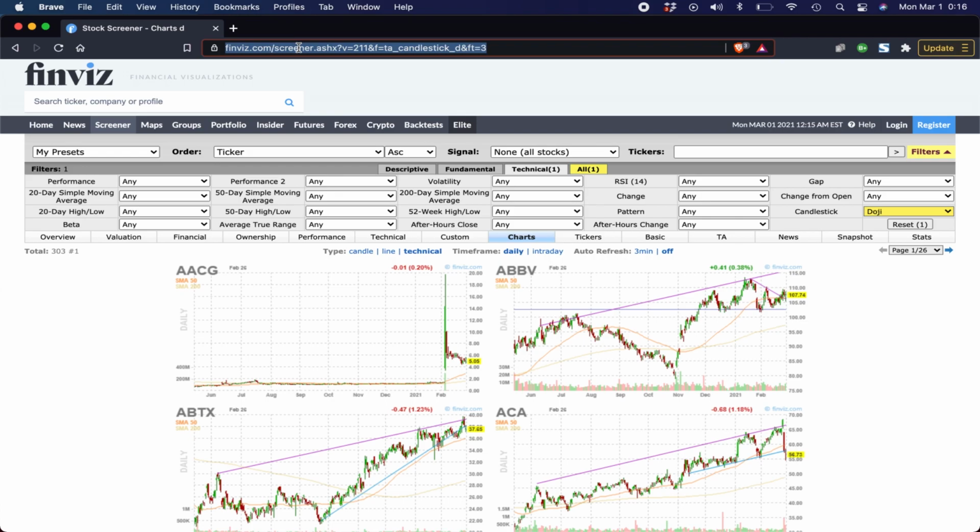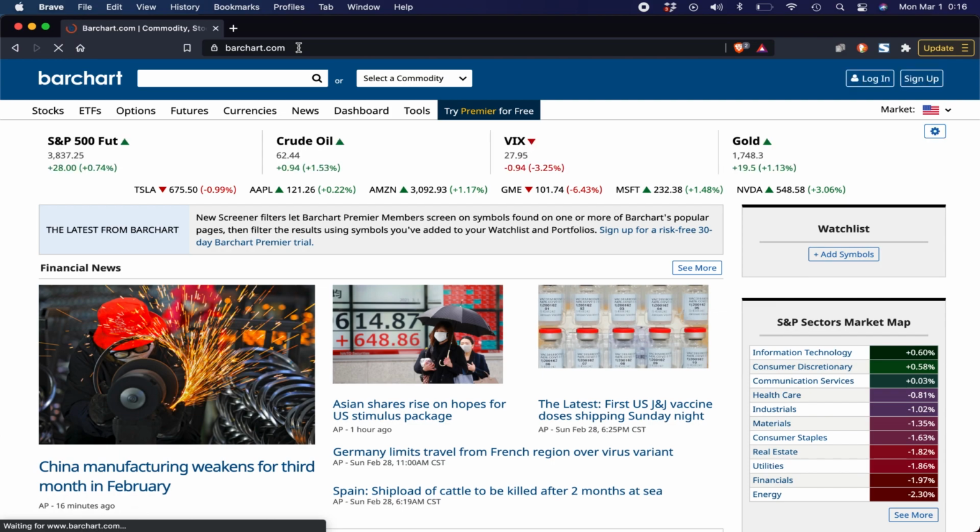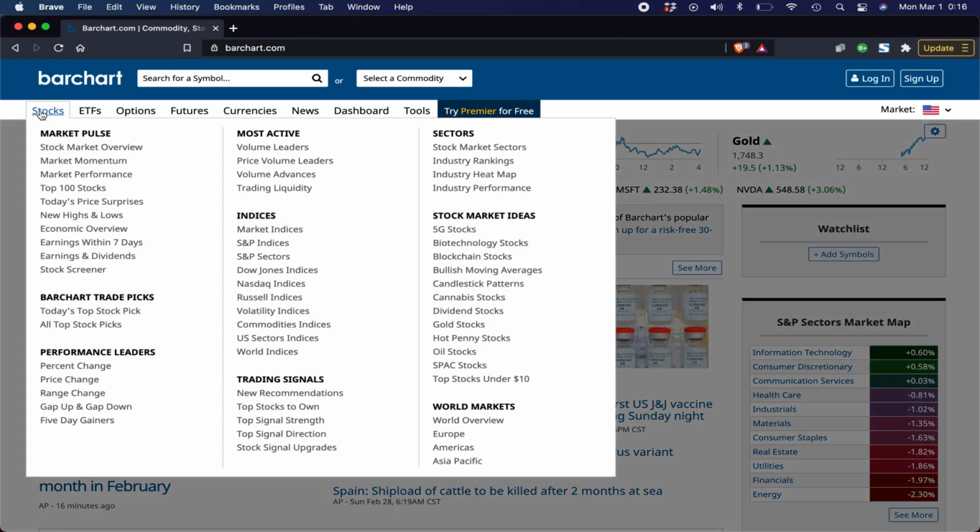Similarly, you can also use barcharts.com. I haven't used this site much for the candlestick patterns, but for some momentum based trading strategies, to see what the stock market is doing in terms of what are the market movers, what are the price gainers, what are the price losers, what are the top 100 stocks, market momentum, market performance, percentage change, price change, range change, gap up, gap down, 5-day gainers, and things like that. You can use Barchart. This is also a great site to see stocks that have very good momentum.